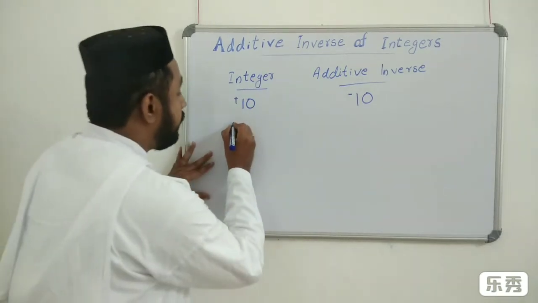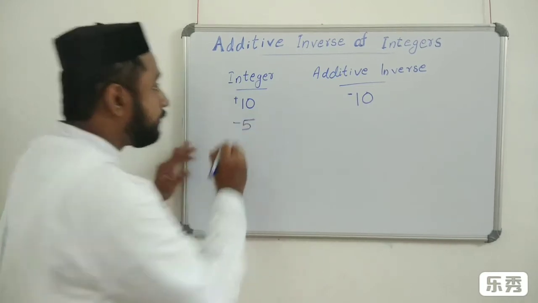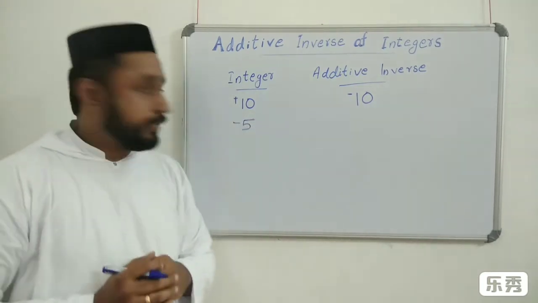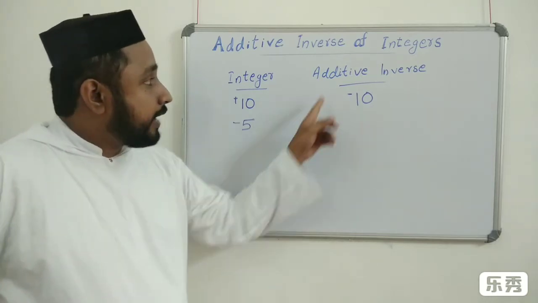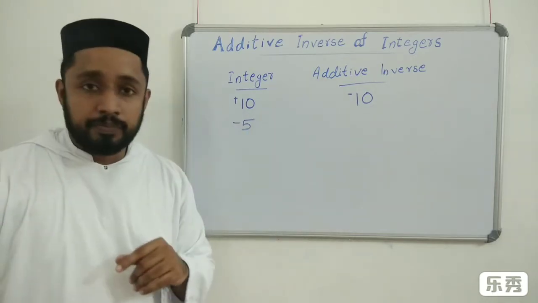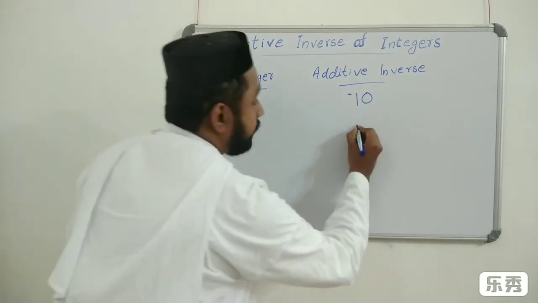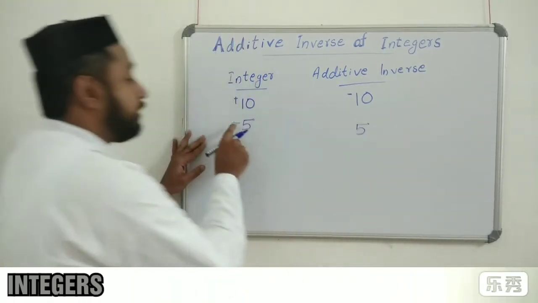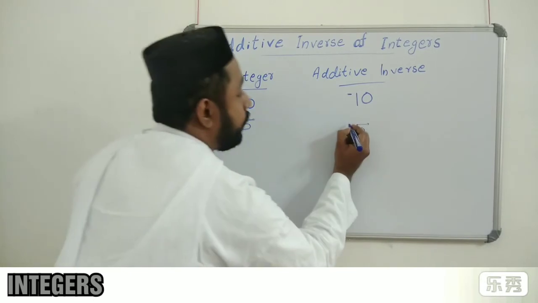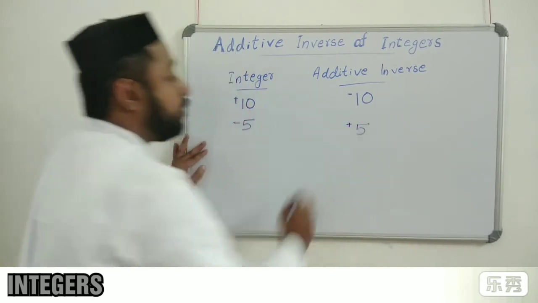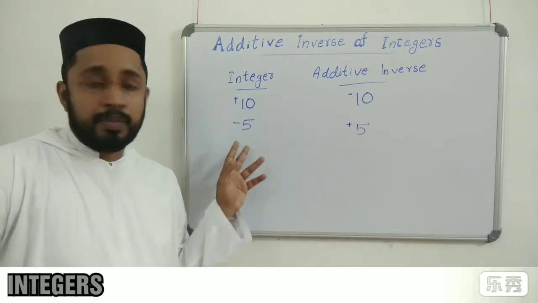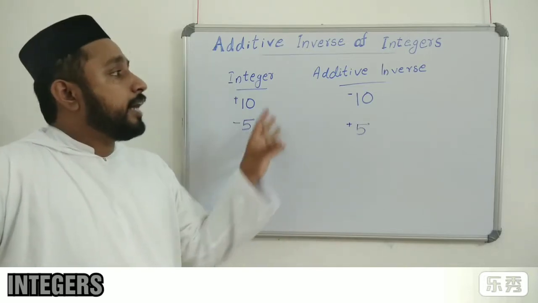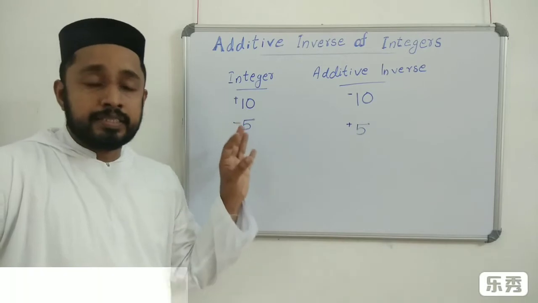Another example, minus 5. Minus 5 is a negative integer. So, we have to write the additive inverse of minus 5. We just write 5 and change the sign. Here minus, then put a positive sign. So, plus 5 is the additive inverse of minus 5. In order to get the additive inverse, just change the sign.